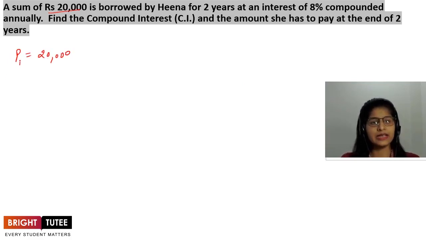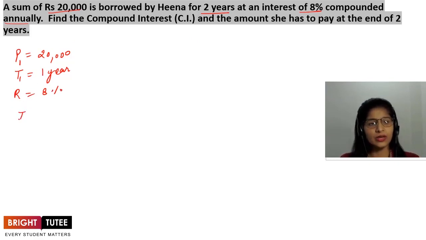Let's write it as P1, that is for the first year. Time for 2 years and at an interest of 8% compounded annually. Annually means per year. We will not calculate it collectively for 2 years. We'll calculate it annually first. That means for 1 year. So if I take T1, that is the time, that will be 1 year. And what is the rate of interest? It is 8%.